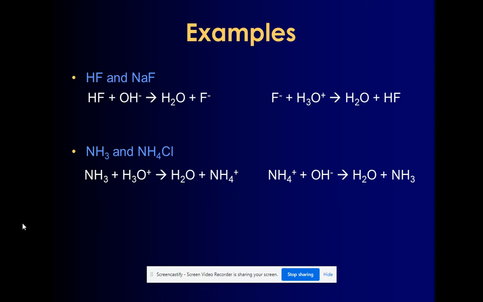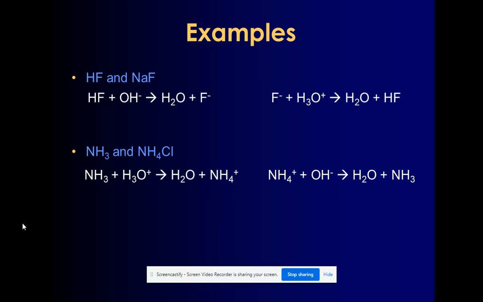So they both complement each other in that they may lose some of what they had initially present by moles, but they produce their counterpart when reacting with that strong acid or strong base. Same thing happens with ammonia and ammonium chloride. Ammonia is a weak base. Its Kb is 1.8 times 10 to the negative fifth.